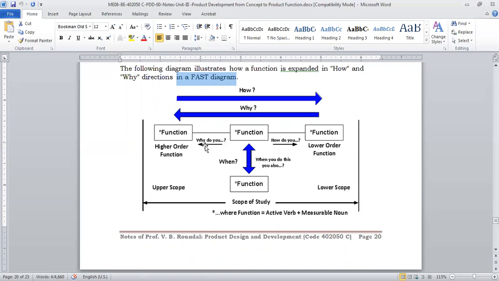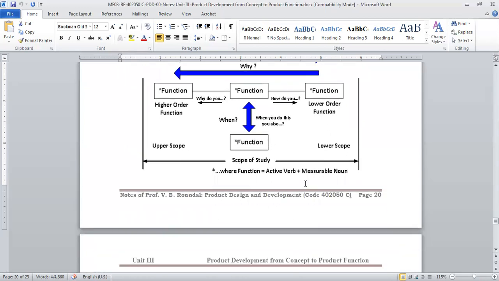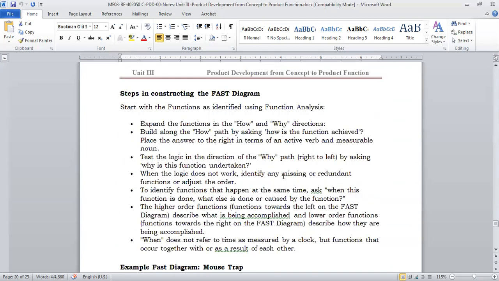Then why do you do it and how do you do it? So like any function, what you are doing, why we are doing it, and how we are going to do it. So putting those in a graphical way is basically your FAST method. Okay, like this is the scope of the study: lower scope, upper scope, and in between is the scope of the study. Okay, steps in construction of a FAST diagram.